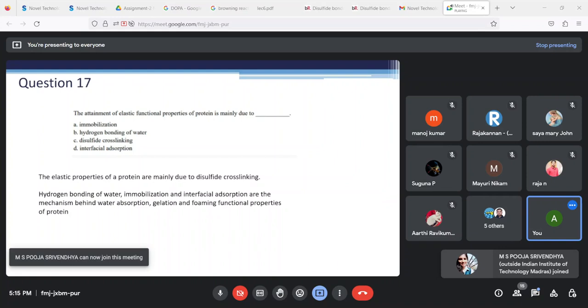So I hope this is clear. The answer is option C, not option D here. Sorry. The disulfide cross-linking is what causes the elastic functional properties of the protein.